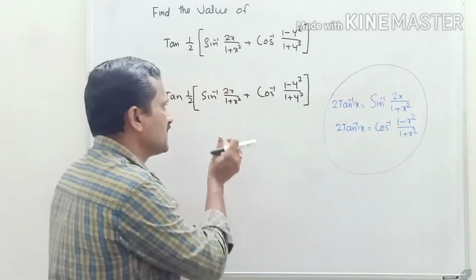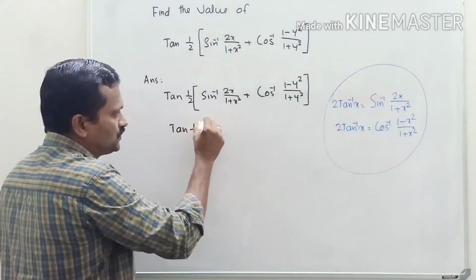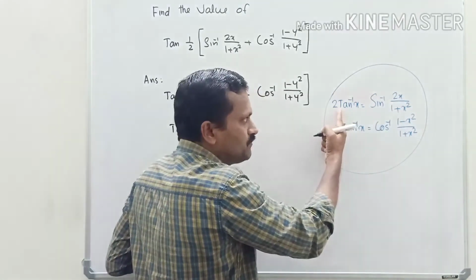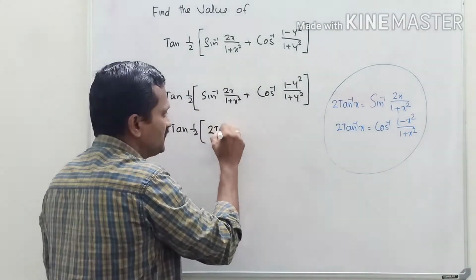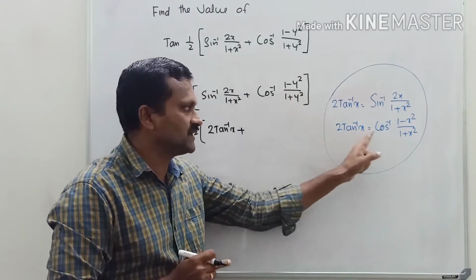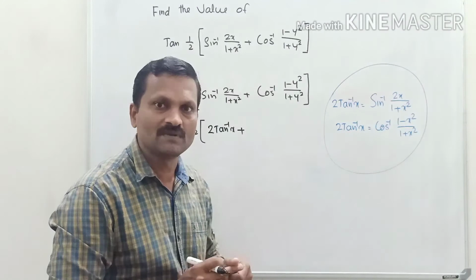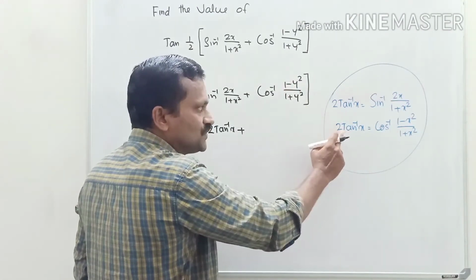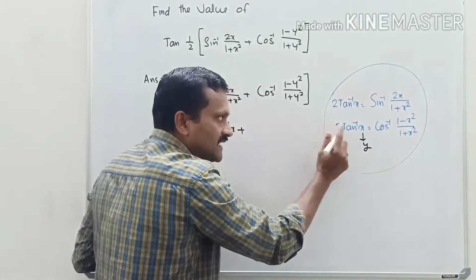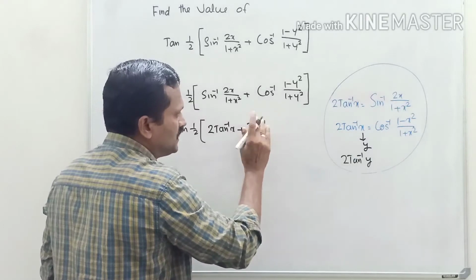Using this property, we can change the bracket like this, that is tan 1 by 2 into, instead of sin inverse 2x by 1 plus x square, we can replace it by 2 tan inverse x. Then it becomes 2 tan inverse x plus. What is cos inverse 1 minus y square by 1 plus y square? It is of the form cos inverse 1 minus x square by 1 plus x square, with y instead of x. So it is 2 tan inverse y. Then the second part is 2 tan inverse y.